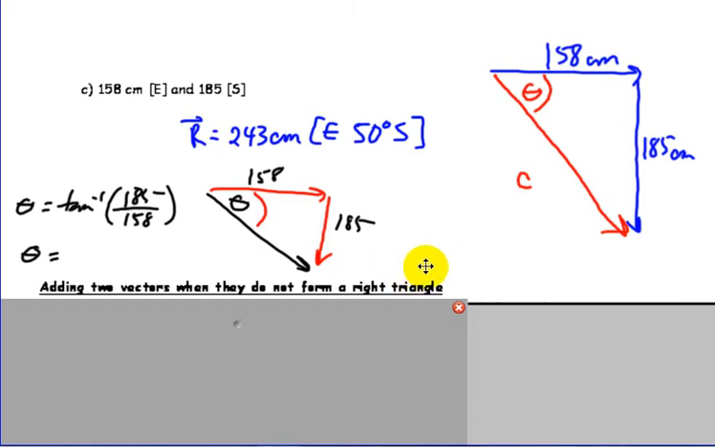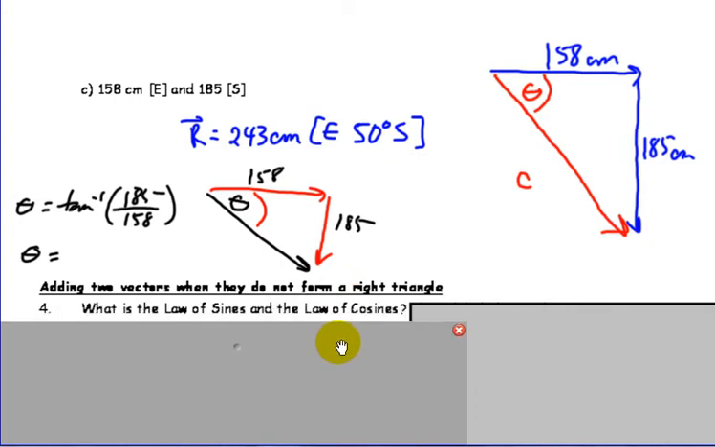Okay, so I think I'll stop there. I'll make a part 2 to this video, and we'll look at adding two vectors that do not form a right triangle. That's going to involve the law of sines and cosines, so we'll see you shortly.